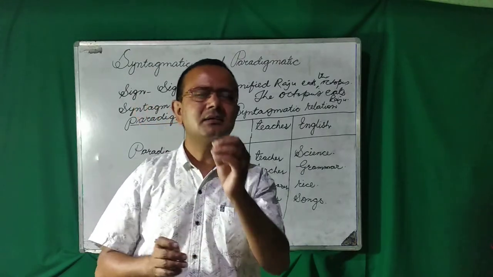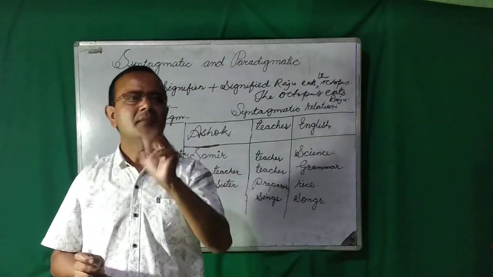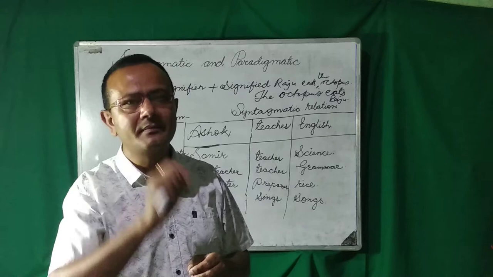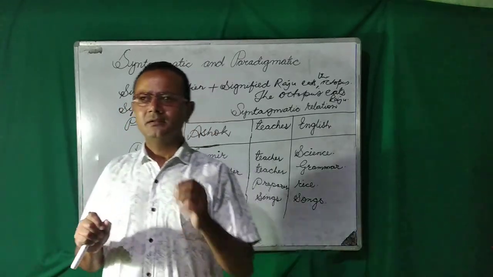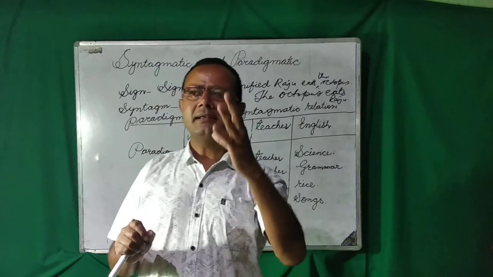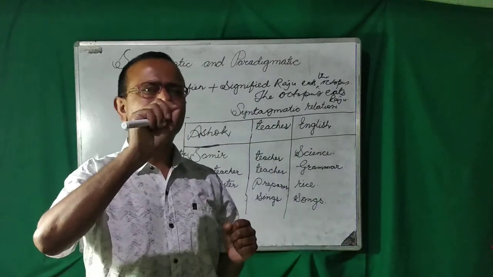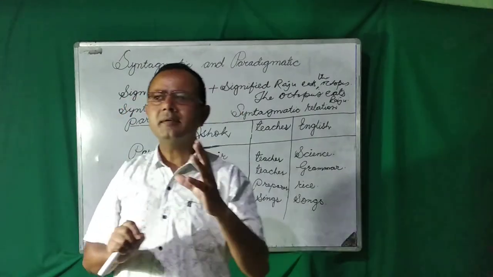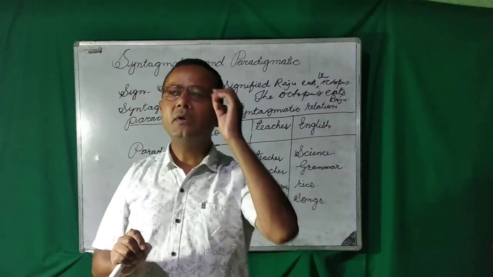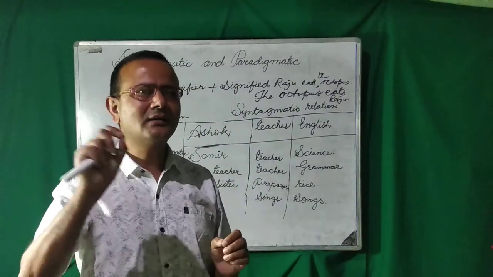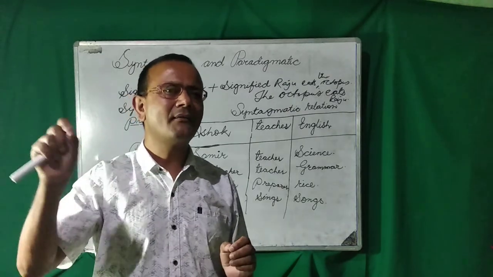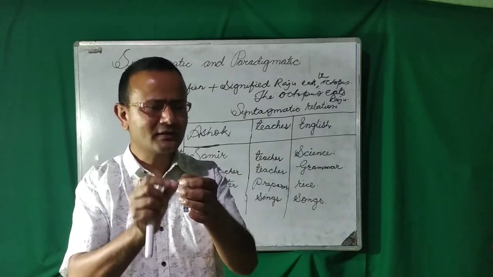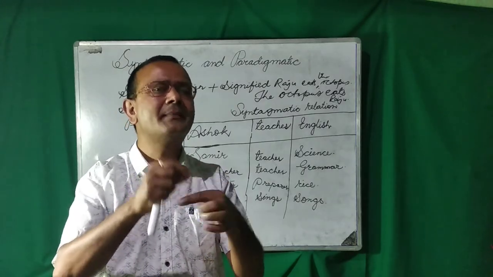Paradigmatic relationship sometimes comes in stylistics, because rhymes are created because of paradigmatic relationship. For example, all right, I'll give you one example. Tiger, tiger, burning bright. It is a poem by William Blake, the romanticist. Tiger, tiger, burning bright, in the forest of the night. Bright and night, because of the B and N sounds, there is rhyme. Rhyme is created because of that.